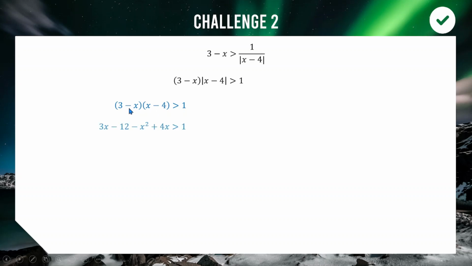Let's do a bit of expanding like this. Let's bring the 1 across, and let's just tidy it up a bit. So we've got minus x squared here, 3x plus 4x is 7x, and minus 12 minus the 1 across is minus 13, greater than or equal to 0.